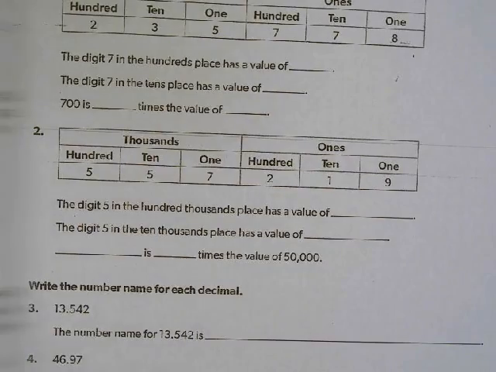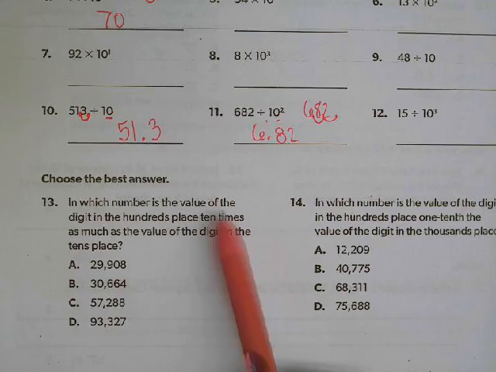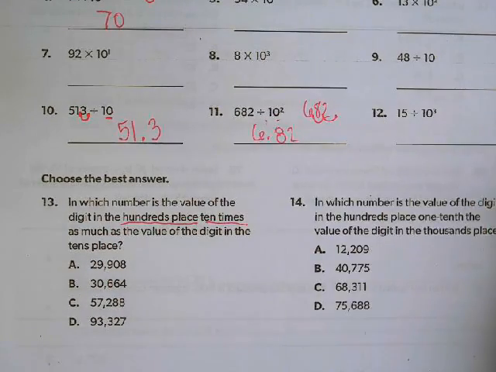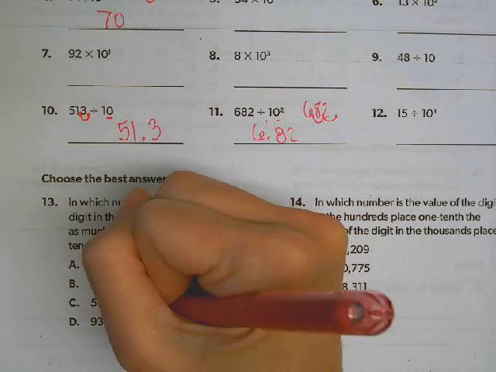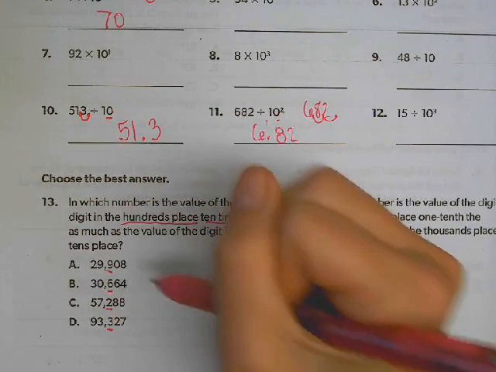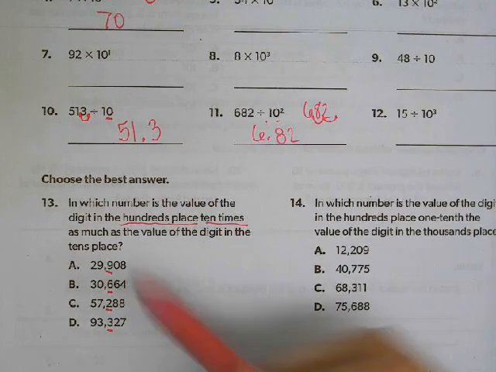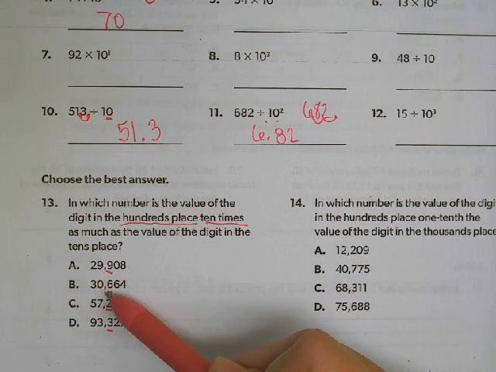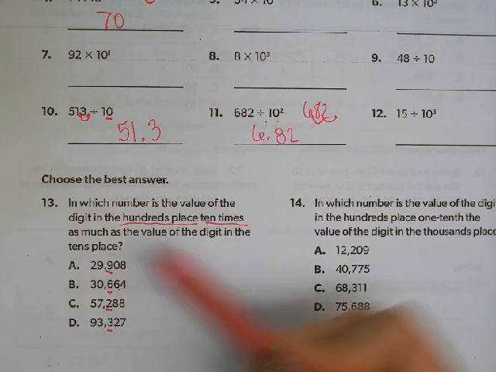Okay, for 13 through 16, it's telling you to solve. So we're going to take a look at number 13. In which number is the value of the digit in the hundreds place 10 times as much as the value of the digit in the tens place? Okay, so let's take a look at all of these hundreds places, and then all of the tens places. Is this 9 in the hundreds place 10 times greater than 0? No. Is a 6 in the hundreds place 10 times greater than a 6 in the tens? Yes, that one is correct.